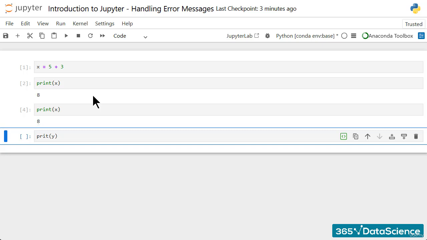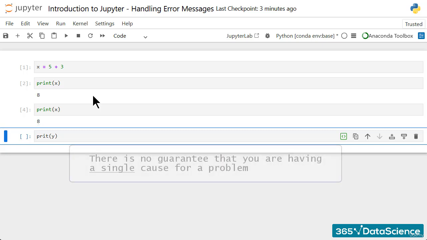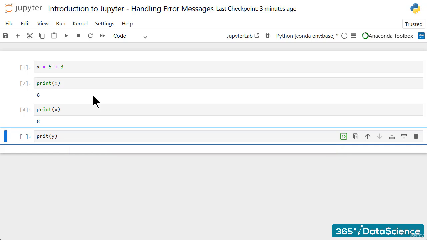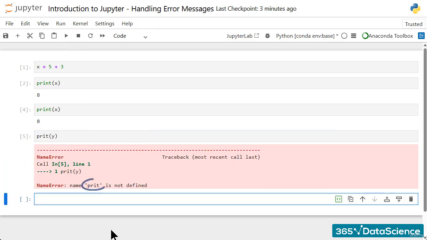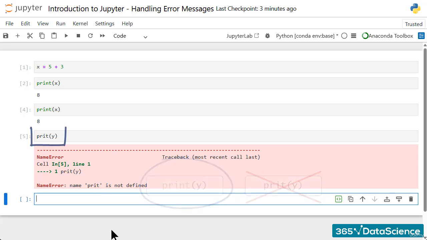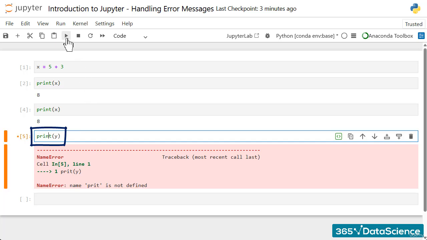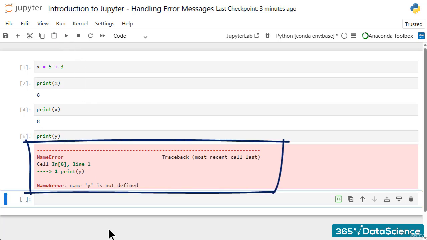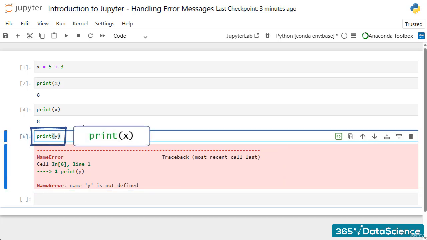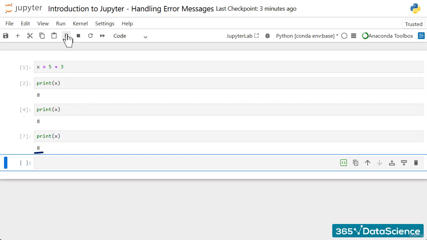Well, yes, but that's just the beginning. It is important to realize there's no guarantee that you're having a single cause for a problem. For example, if you type prit y like this, Jupyter will just indicate that it doesn't understand what the first 4 letters are there for. It will be the job of the coder to remember that the command they need is print, not prit. At the end of the day, you may have just made a typo. However, when you correct this and re-execute the code, you'll receive an error message again. At least, this one looks familiar. You know how to solve it within the boundaries of our example. So, substituting y with x can finally lead to the right outcome.